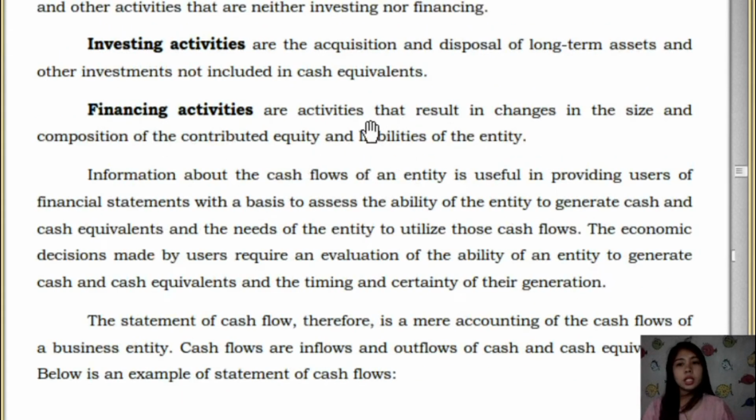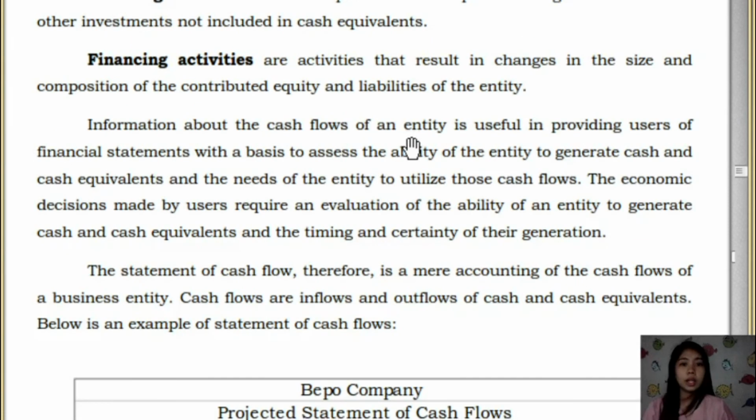Then, financing activities that results in changes in the size and composition of the contributed equity and liabilities of the entities. So, aside from the contributed or the capital given by the owners and other liabilities of the entity, where do you get additional capital? So, kung saan pa tayo makakakuha ng iba pang sources natin kung kinakailangan nating mag-produce ng other plant or machineries para sa company.